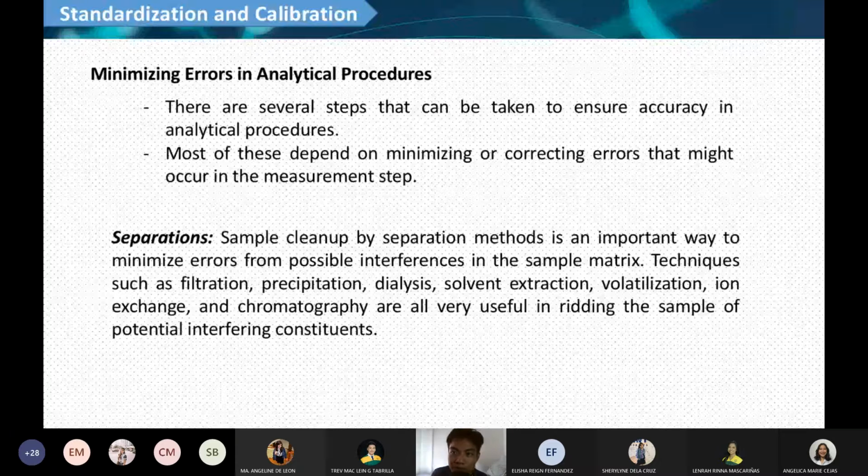Okay? So there are several ways to minimize the errors when doing analytical methods. One of which is separation. From the word itself, separation means you're just going to separate the particulates from your desired substance. And that can be done with different techniques such as filtration, precipitation, dialysis, solvent extraction, volatilization, ion exchange, and chromatography. So, let me give some common examples.